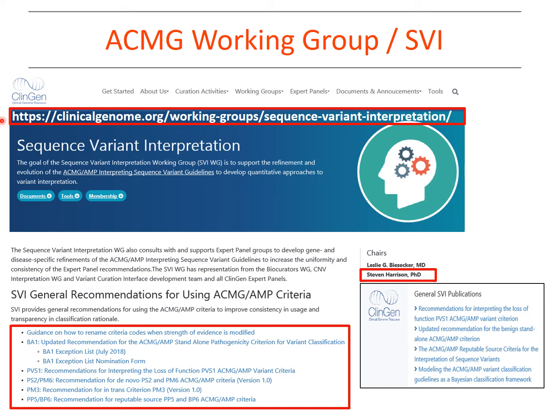I spoke many times about the Sequence Variant Interpretation Working Group, and you can see here the link. You just go to clinicalgenome.org, then go here to Working Groups, and select the Sequence Variant Interpretation Working Group. Then you will see here all the general recommendations from this working group so far, and I will discuss some of them. And as you can see here, the chairs of the Sequence Variant Interpretation Group are Leslie Biesecker and Stephen Harrison. Stephen Harrison I want to mention because many of the examples I show you today are from his presentations and from his YouTube tutorials.